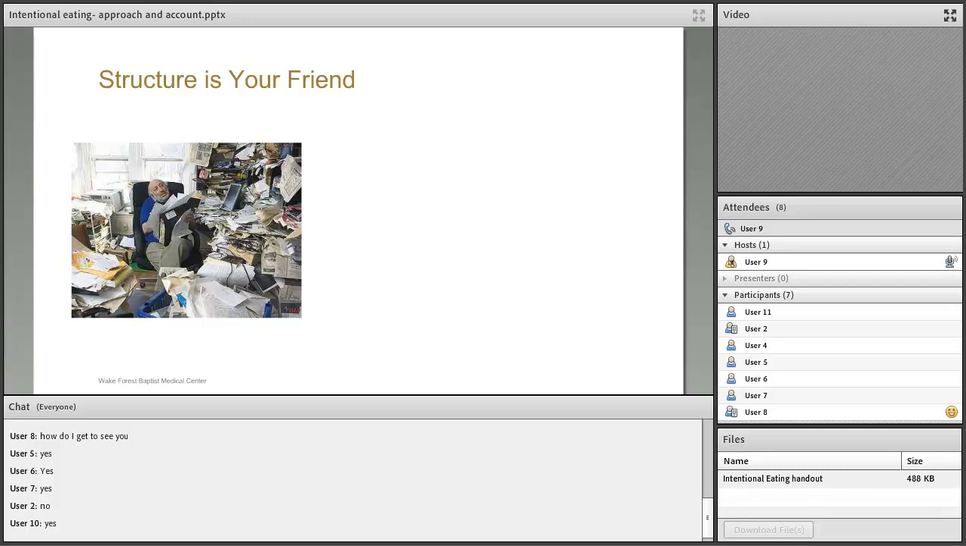The challenge is that this person might know where everything is in that space, but it's inefficient. It takes a lot of time. It takes a lot of effort to be able to find those things, and it looks pretty dangerous anyway.